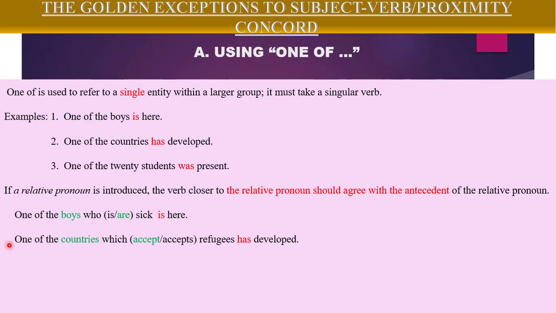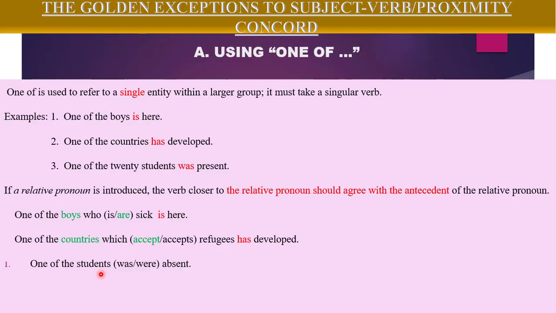Another example, one of the countries which accepts refugees has developed. So we have one of the countries has developed. However, we have this relative pronoun, and the verb that we select here must agree with countries, which is the antecedent of the relative pronoun which. So we would say one of the countries which accepts refugees has developed. Now try to answer the questions below.